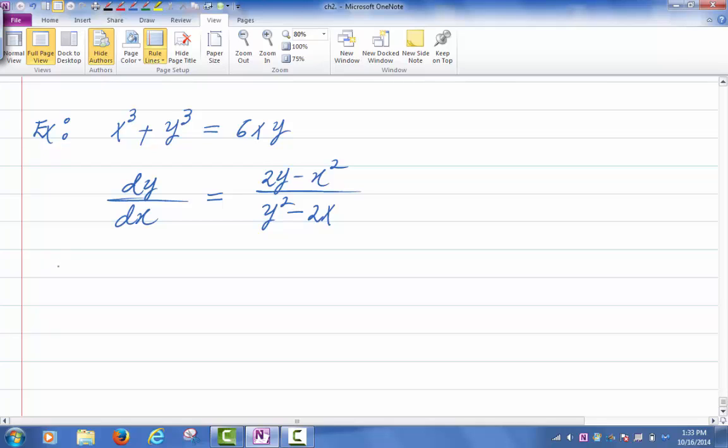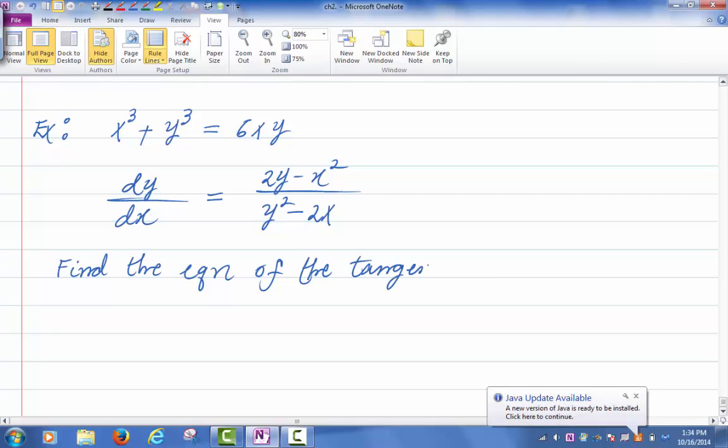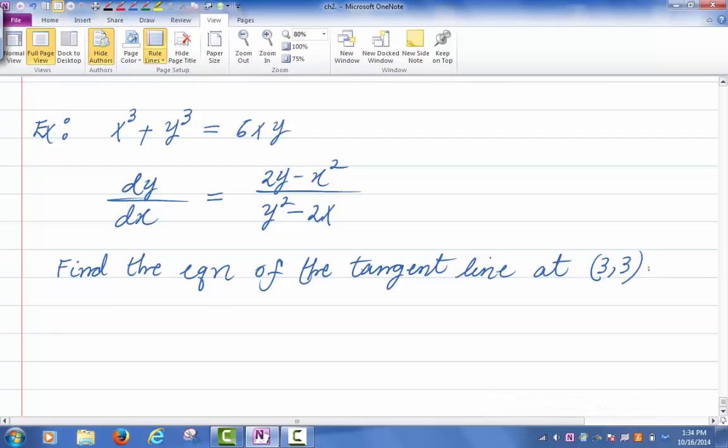let's say you are asked to find the equation of the tangent line at the point (3, 3). So you're told that the point (3, 3) lies on the graph of the given equation. You need to find the equation of the tangent line there. So how would you find that?